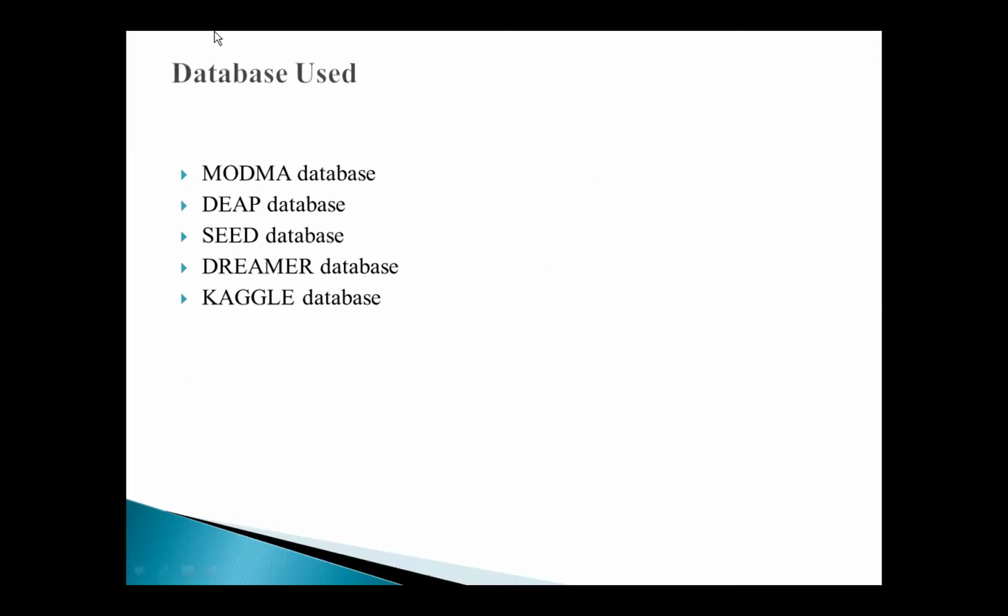Now, different databases are used for the study, like the MODMA database, DEAP database, SEED database, DREAMER, and Kaggle databases, which are openly available and useful to check whether a person has stress, anxiety, or depression. Along with these databases, we are going to use physiological signals.